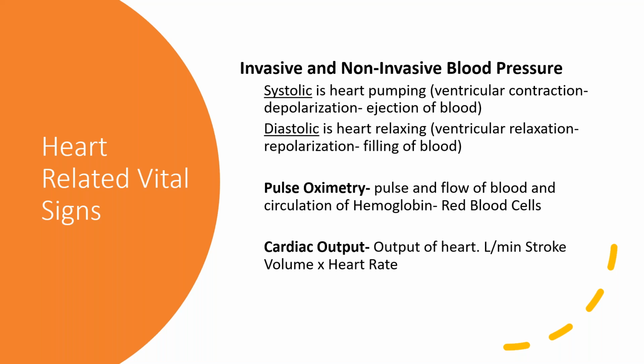Heart-related vital signs. So based off of the heart pumping and sending blood, we get a lot of other heart-related vital signs. One is invasive or non-invasive blood pressure. We have the systolic blood pressure, which is the heart pumping, ventricular contraction or depolarization. It's the ejection of blood into the body, creates a pressure. And then when the heart is relaxing, we get our diastolic pressure, the bottom number on our blood pressure reading.